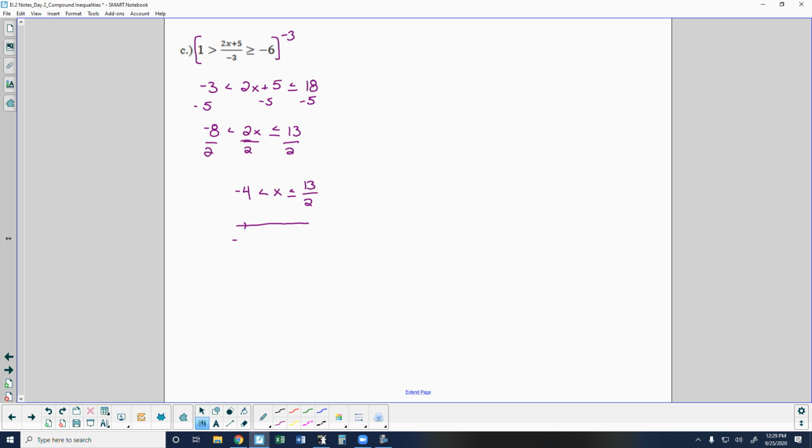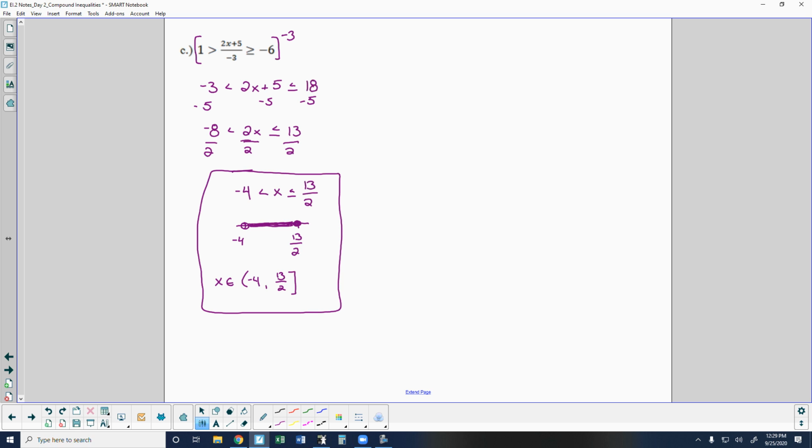So now if I graph this, here's -4. It's not going to be equal, so empty circle at -4. Here's 13 over 2. It is equal at 13 over 2, so closed circle over 13 over 2. It's going to be all of the values in between. So this is, again, technically an AND statement. Then my interval would exist from -4 with a parenthesis to 13 over 2 with a bracket because we are equal at 13 over 2 and not equal at -4. So again, there are three representations for these solutions.